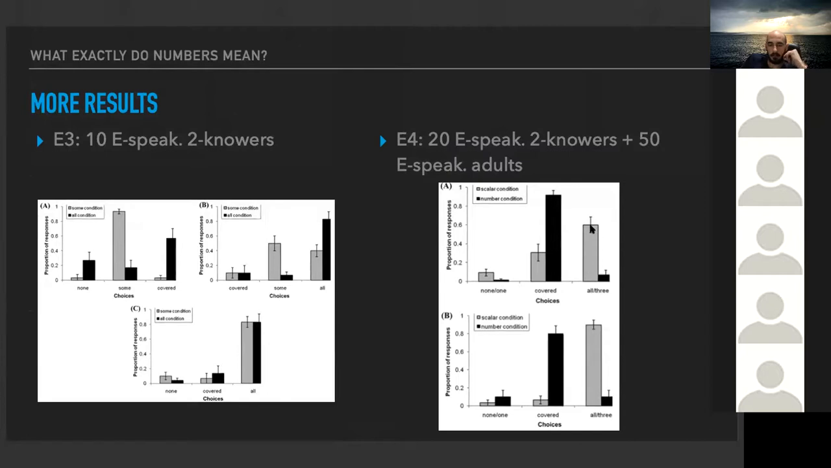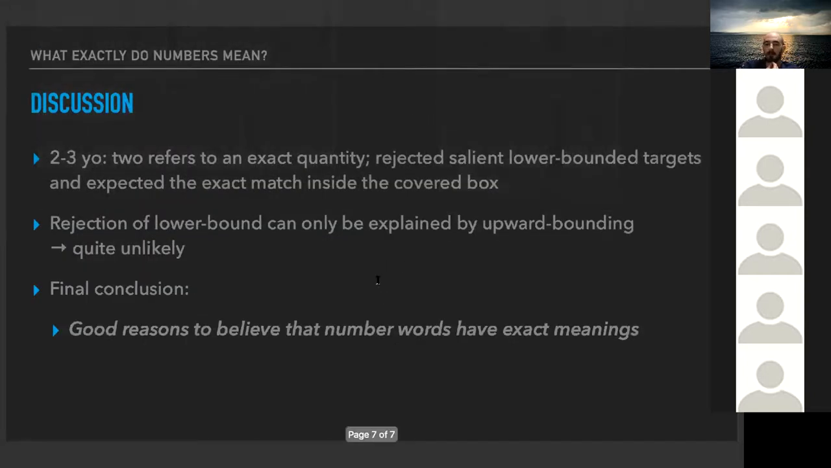With the some conditions, the adults were a bit more indecisive than before, but still the majority chose the box in which Cookie Monster had all of the cookies. But almost 100% of the adults chose the covered box when it came to Cookie Monster having 2 of the cookies. And children did almost the same. So what can we conclude?